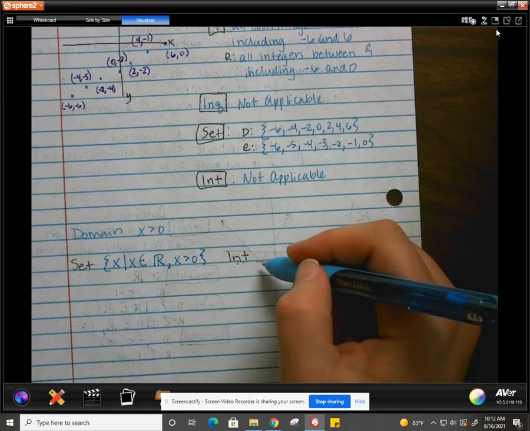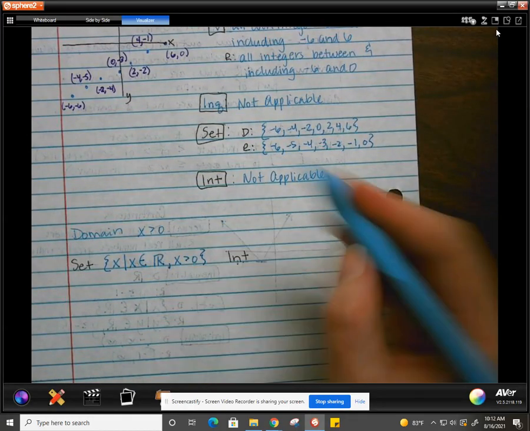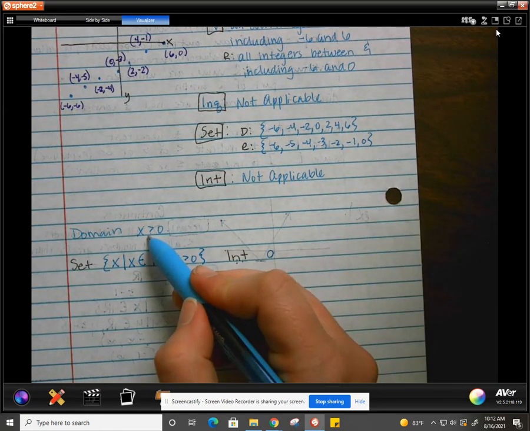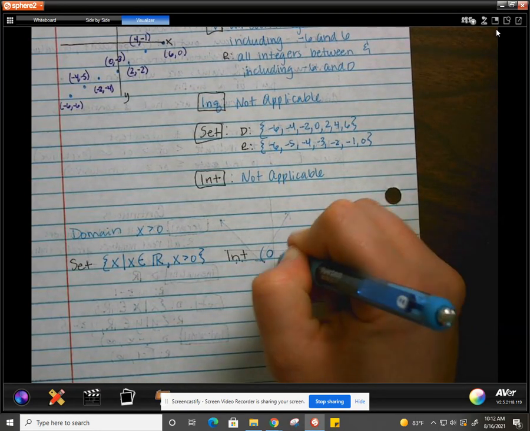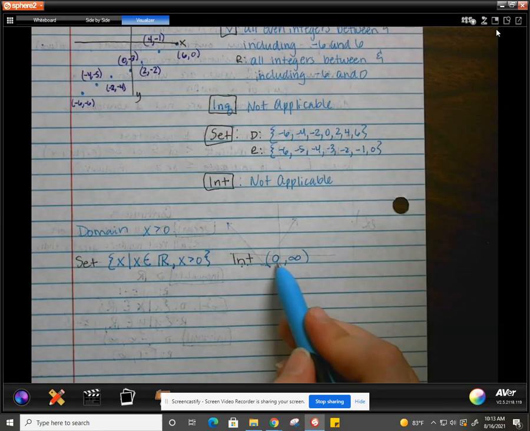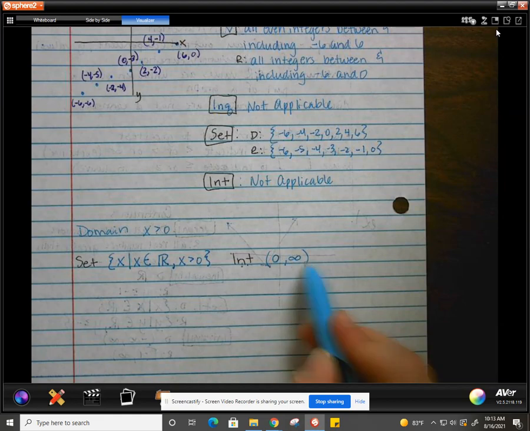For interval notation, if the numbers are getting bigger than 0, I know 0 is my limit. Since this is just a greater than, this is a parenthesis, and then I put a comma to infinity with a parenthesis. So parenthesis 0, comma, infinity, parenthesis.